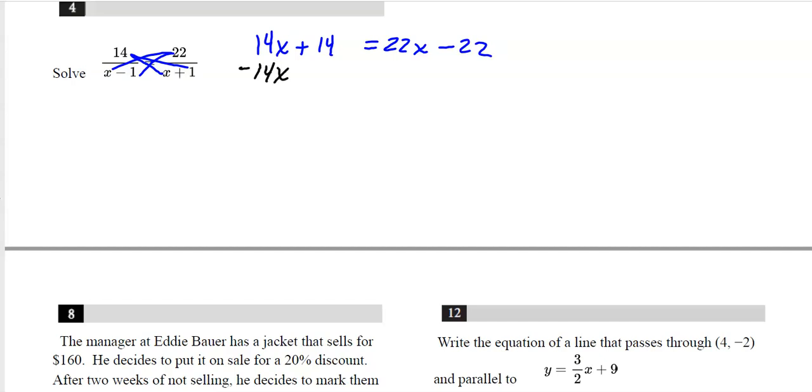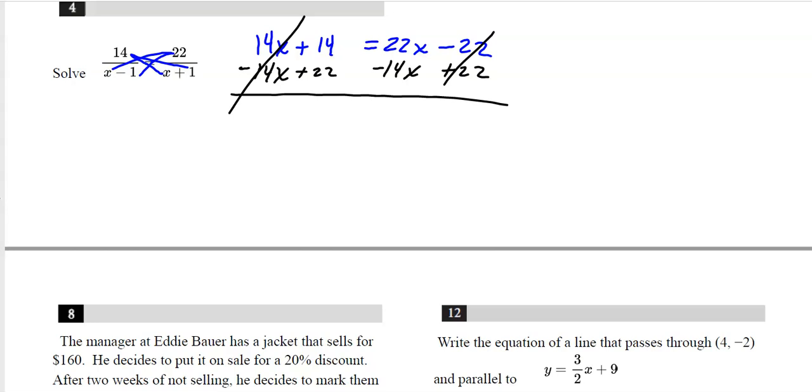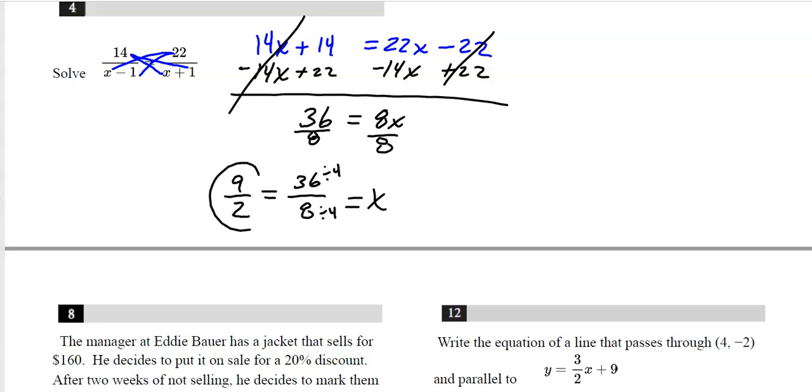I'm going to go negative 14x, negative 14x. So x's are gone from there, which means I need to make my numbers jump over here. I'll combine a few steps there. So then we have 36 equals, what's that, 8x? And divide both sides by 8. And I get 36 over 8, which will also reduce down. 4 goes into those numbers. So if I divide by 4, and divide by 4, I will get 9 over 2. There we go.